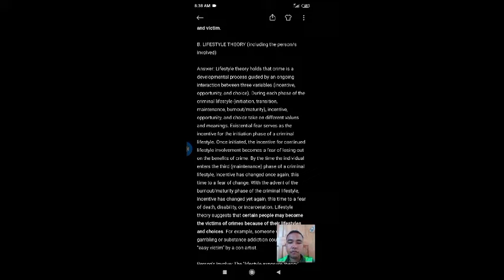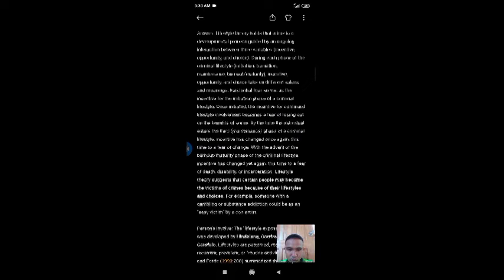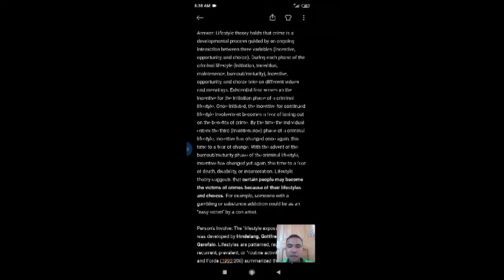By the time the individual enters the 3rd phase of criminal lifestyle, incentive has changed once again, this time to fear of change. With the advent of the burnout and maturity phase of the criminal lifestyle, incentive has changed again, this time to fear of death, disability, or incarceration.